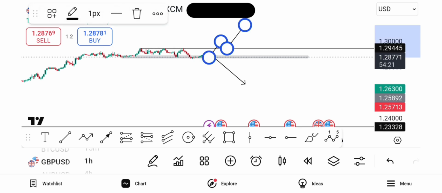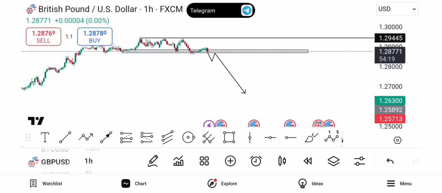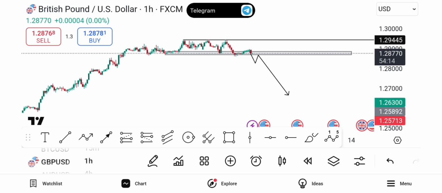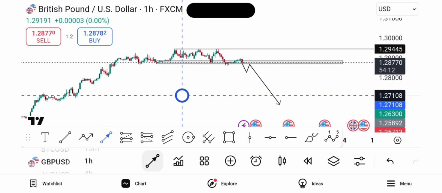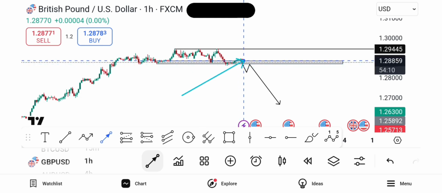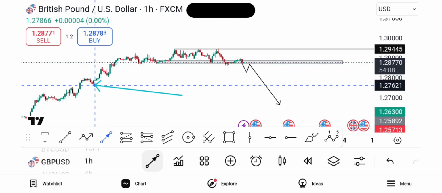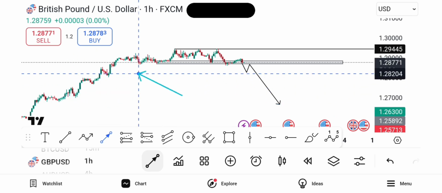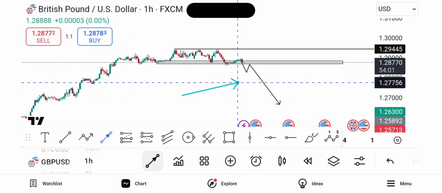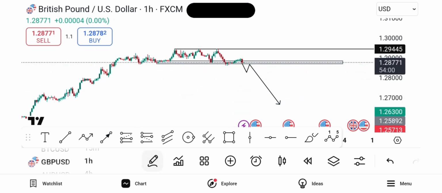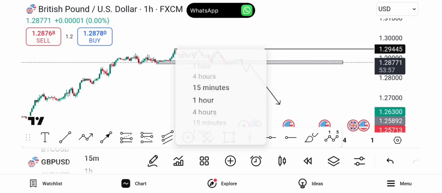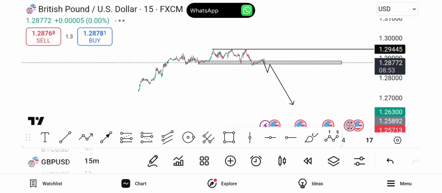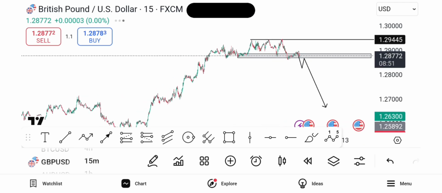Let us scale down to 15. But never forget that when the market breaks these zones, you have to know where your TPs will be. There are a lot of TPs to look for, very many of them. So let's go to our 15-minute time frame and see what's happening there.